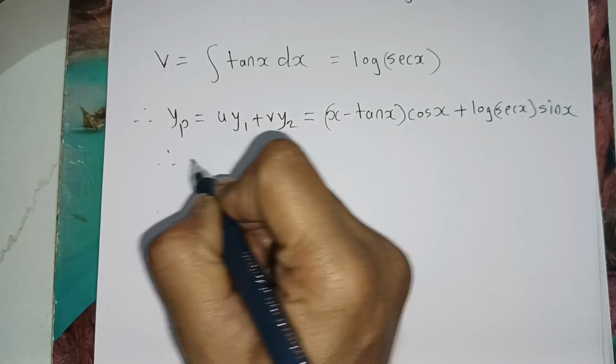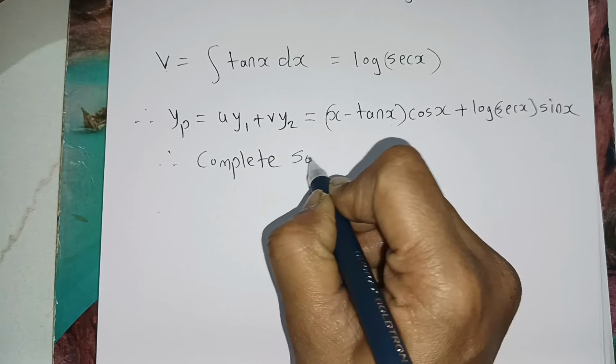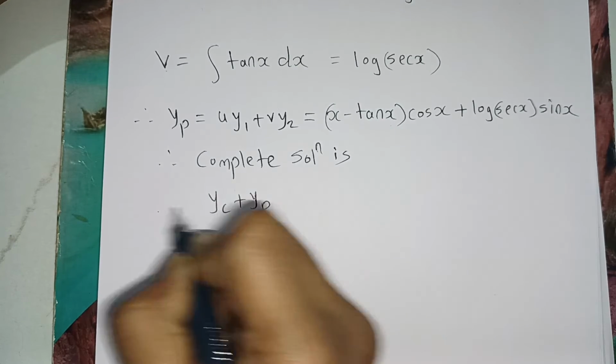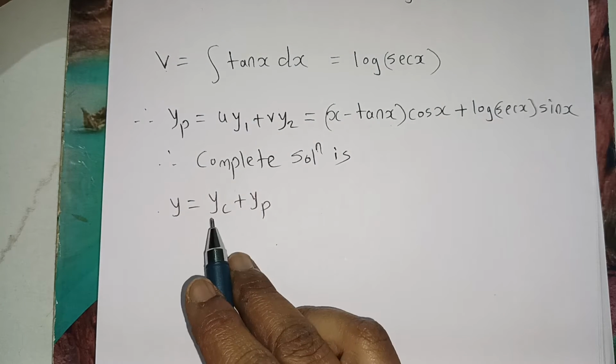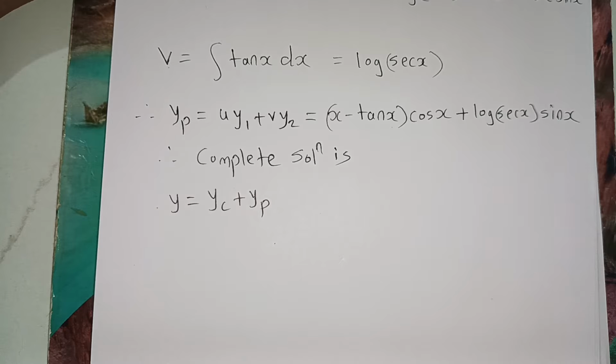So what is your complete solution? The complete solution is y is equal to yc plus yp. Write yc and yp together. That will be your required solution.